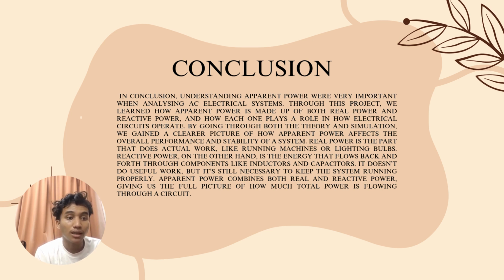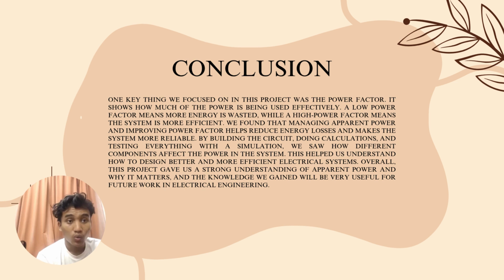Real power is the part that does actual work, like running a machine or a bulb. Reactive power, on the other hand, is the energy that flows back and forth through components like inductors and capacitors. It doesn't do useful work, but it's still necessary to keep the system running properly. Apparent power combines both real and reactive power, giving us a full picture of how much total power is flowing to a circuit.